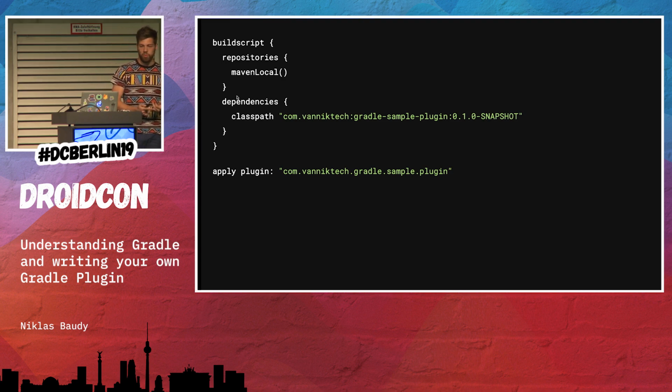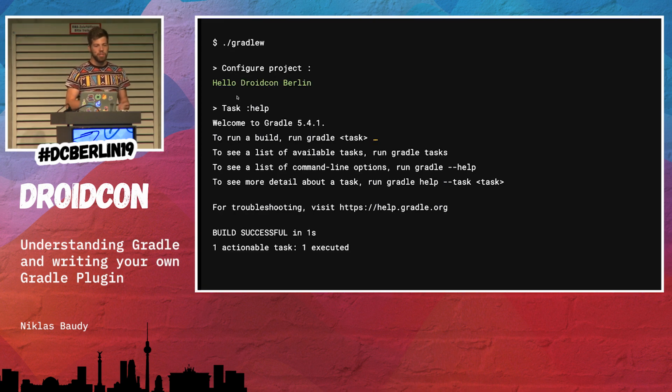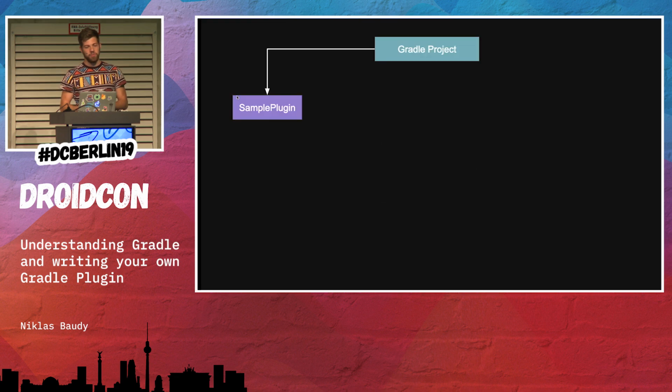We have a project where we can try it out. So let's do that. So in our project, we can run Gradle W, which invokes Gradle. And then during the configuration phase, our plugin is applied, and then we see our hello droidCon Berlin. So this is the first success moment. If we look at the graph again, we can see that there's the Gradle project now, which is consuming our plugin.